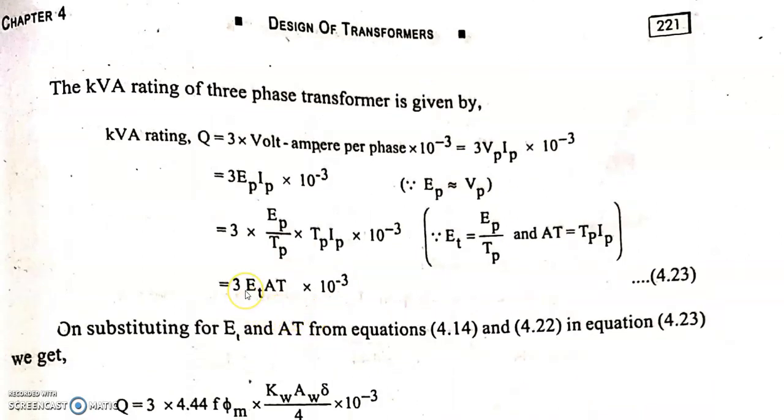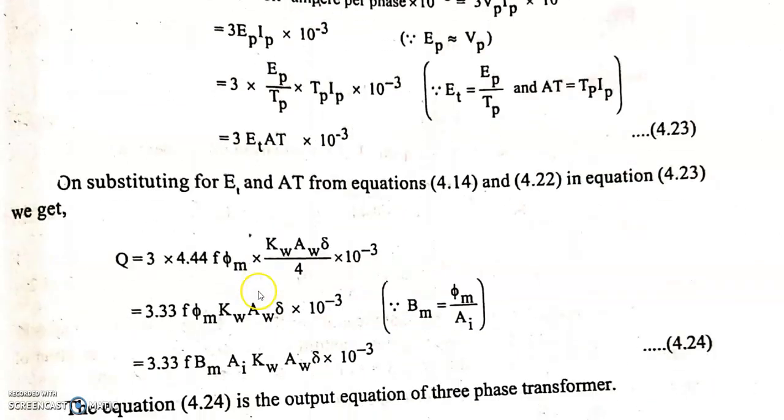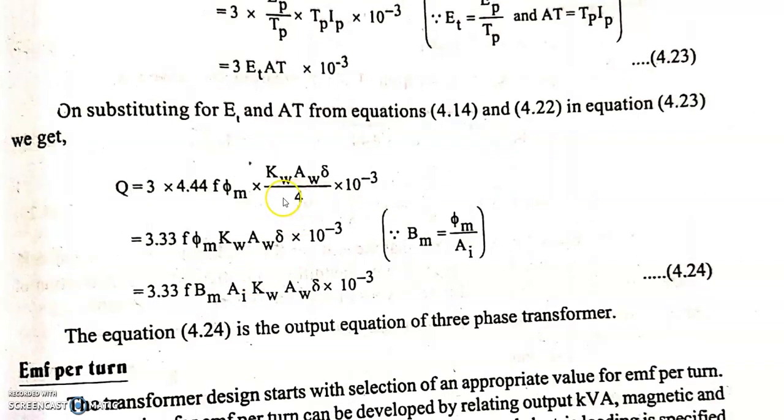Then we are substituting for ET, that is EMF per turn, and ampere turn. The ampere turn equation is Kw Aw delta by 4, just now we have derived, and EMF per turn is a constant parameter, that is 4.44 f phi m. So now this 4 and 4.44 will get cancelled and you will be getting 1.11. So 3 into 1.11 is 3.33 for a 3-phase transformer. So this equation is in terms of phi m.